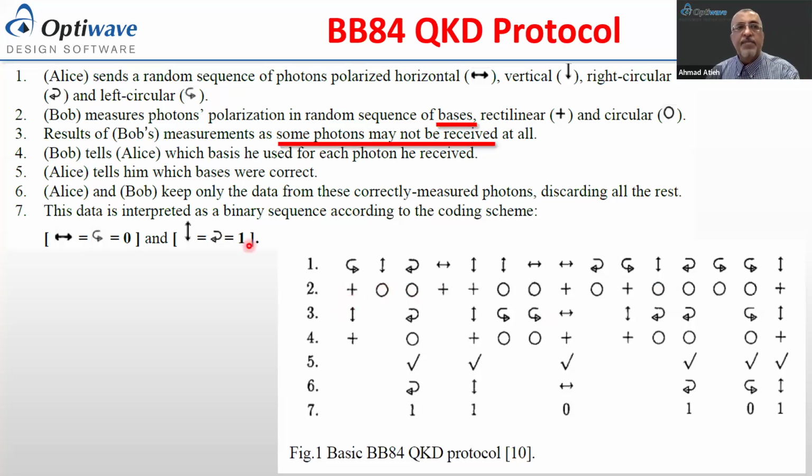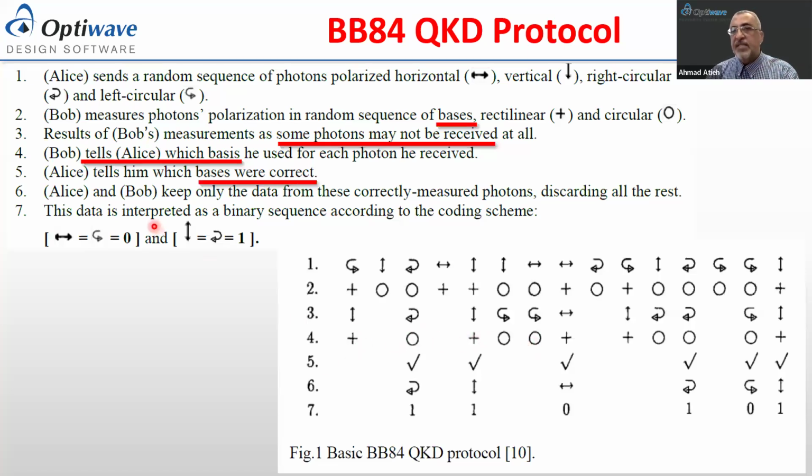Now, the third step is, as you can see, some of these photons are missing, because they could be lost or not received at all. The next step is that Bob tells Alice which bases he detected, using a regular communication channel. Bob will tell Alice that he received here rectilinear, here circular, and so on.